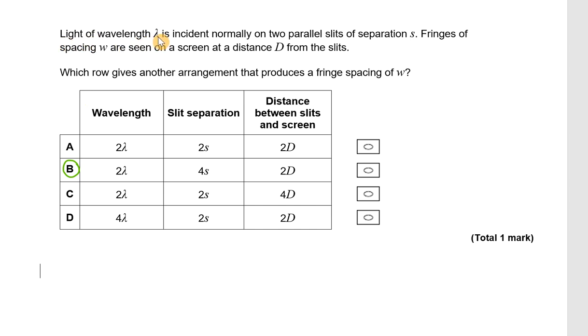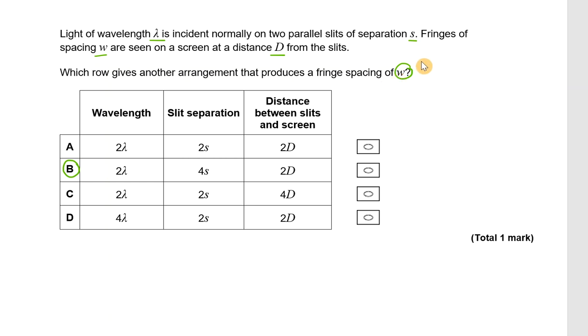Light of wavelength lambda is incident normally on two parallel slits of separation S. Fringes of spacing W are seen on a screen at a distance D from the slits. Which row gives another arrangement that produces a fringe spacing of W?